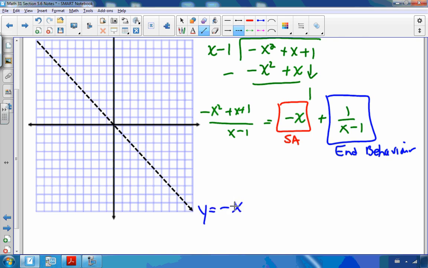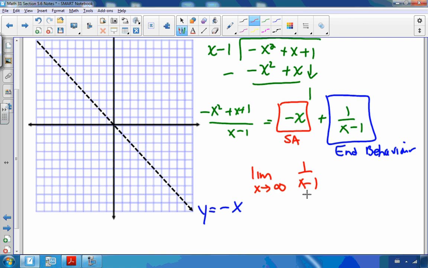So that is the line right there, y equals negative x. And now I want to determine the end behavior. So what happens at the ends of the graph? Will the curve be above or below? Let's do the right end first. So I'll look at the limit as x approaches positive infinity of the remainder, which is 1 over x minus 1.